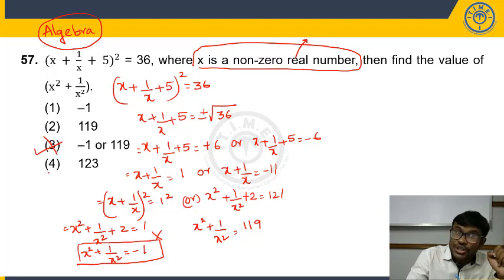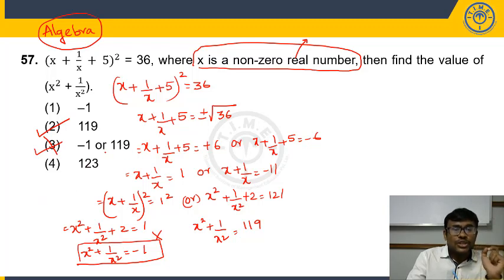So option number 3 cannot be your answer. Only option number 2 is the answer. So minus 1 or 119. This was given to lure you, to tempt you, so that by mistake you put option number 3 as the answer, and you lose the mark. So please be cautious in these types of questions. Here minus 1 cannot be a possibility. Why? Because the sum of the squares of two real numbers cannot give you a negative number. So option 1 cannot be your answer. So definitely option 2 is your answer.